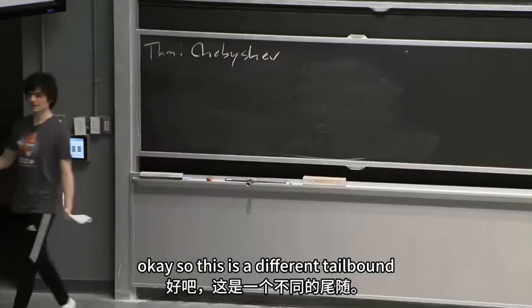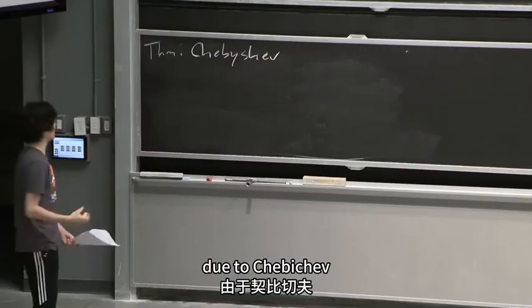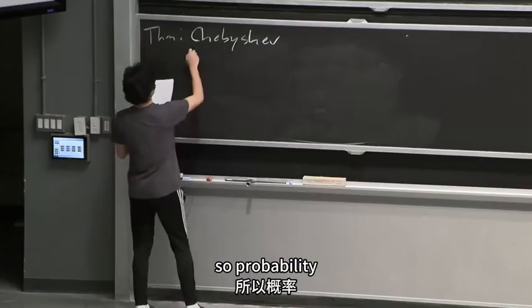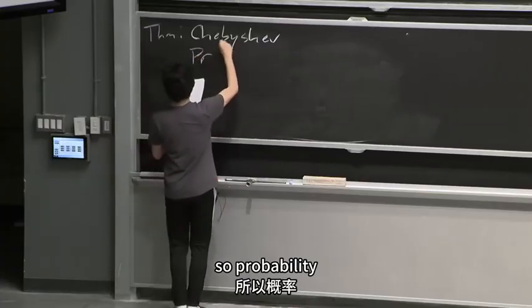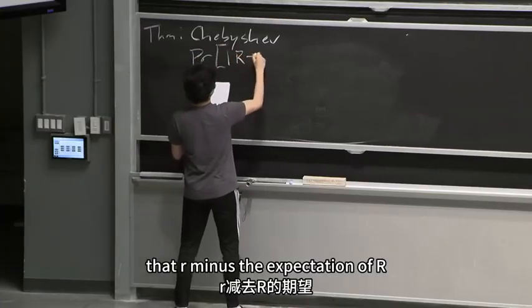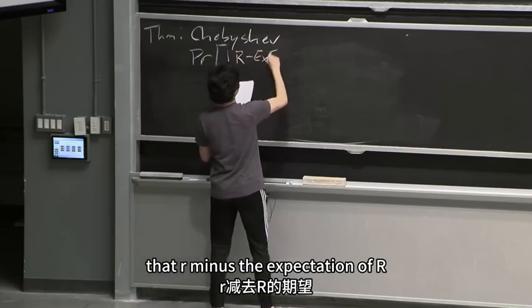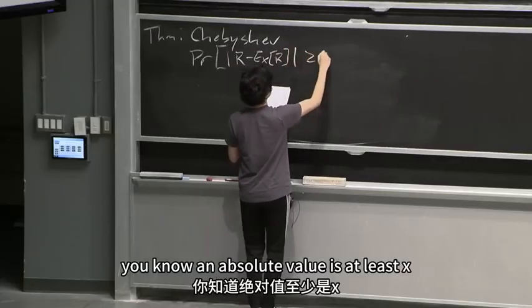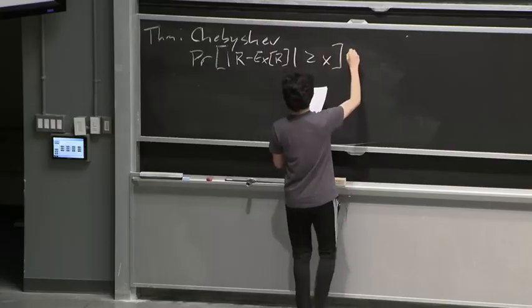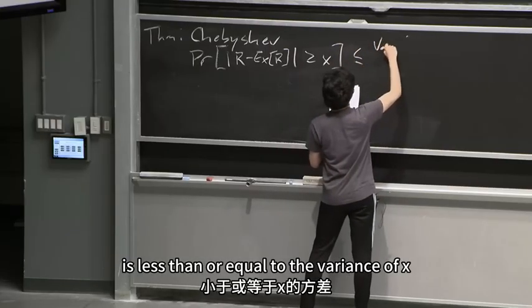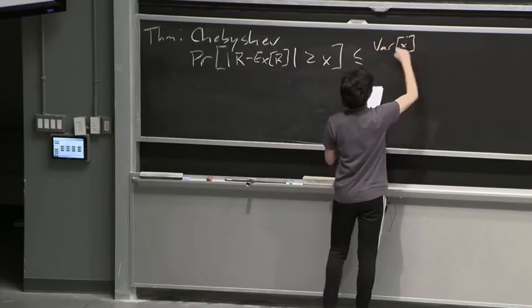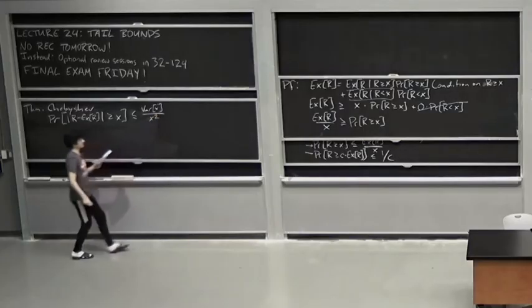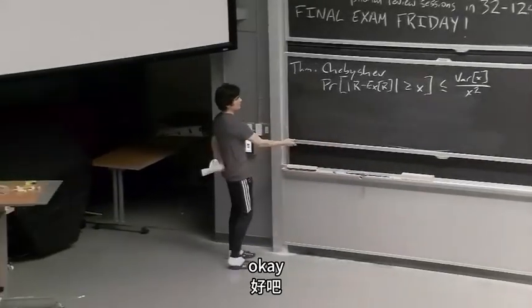Okay, so this is a different tail bound due to Chebyshev. The probability that R minus the expectation of R, in absolute value, is at least x, is less than or equal to the variance of R divided by x squared.